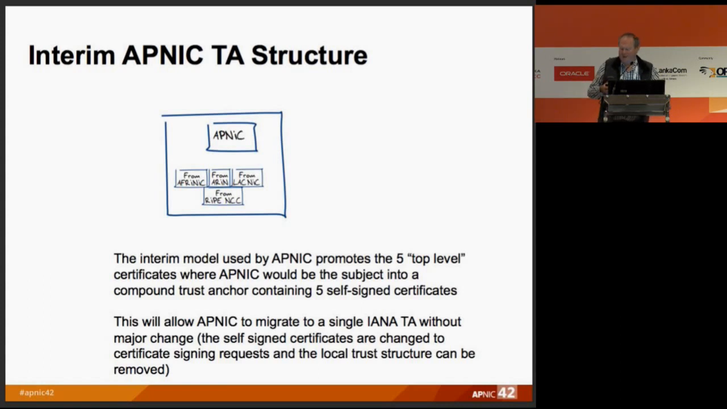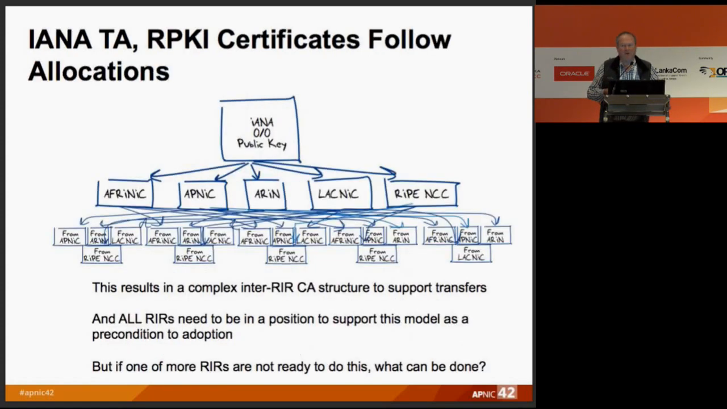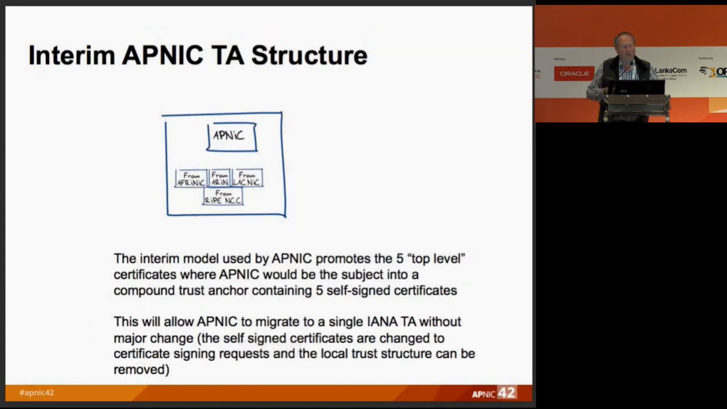Now, the reason why we did this is that it makes the transition to the bigger model a lot easier. We don't have to do very much at all. We'll just slide into it. We've done all the work. So we can go to a single IANA trust anchor at some point in the future with no major change. The self-signed certificates become IANA-issued certificates, and we're just kind of fine.